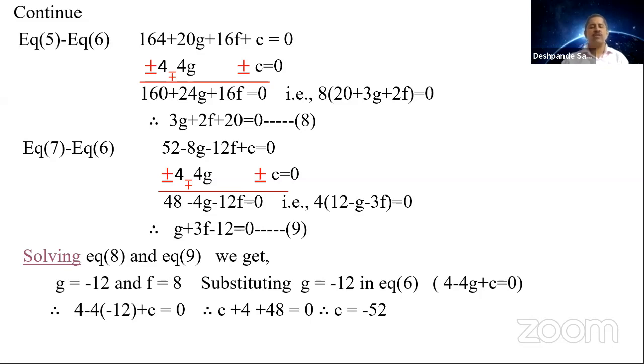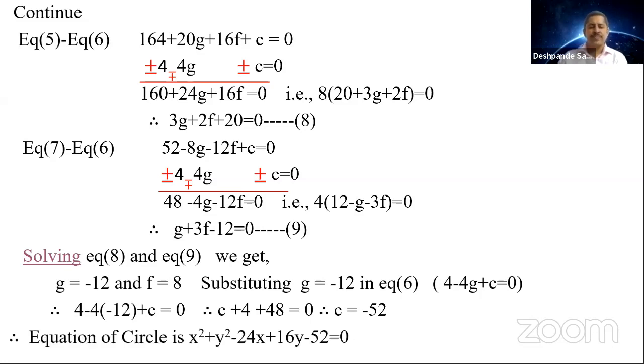So you got the value of g, you got the value of f, you got the value of c. So the equation of circle is x square plus y square minus 24x plus 16y minus 52 is equal to 0. Okay, so why I have chosen these three problems: generally in the examination, you will have a 7 marks question. So you will have any one of the model of the three questions you have taken, which are chosen here. 7 marks question.